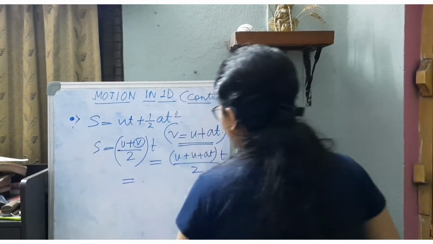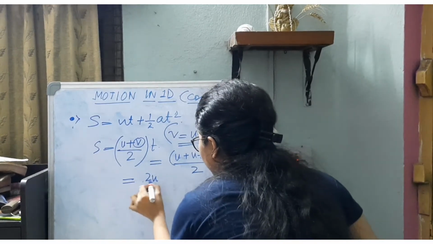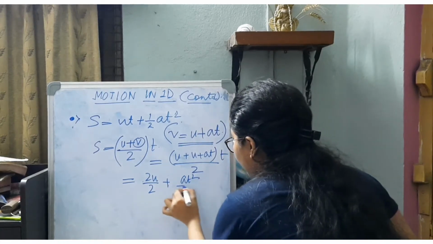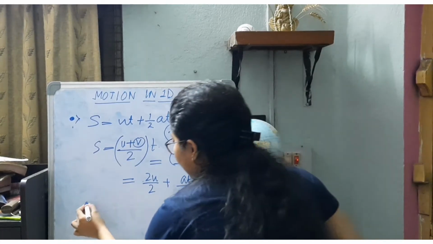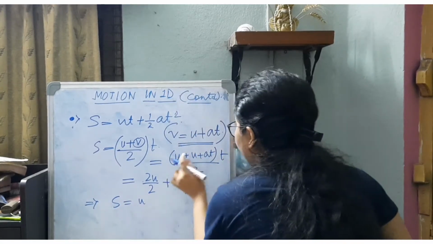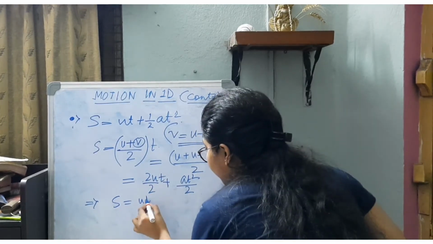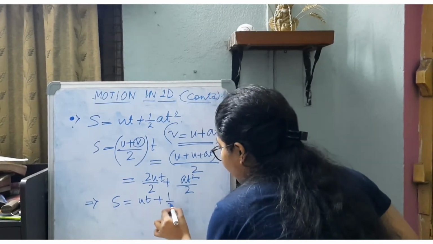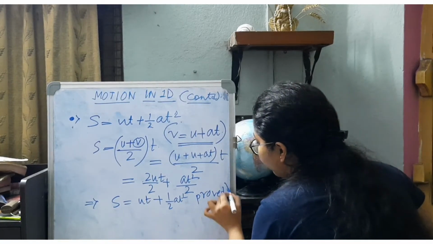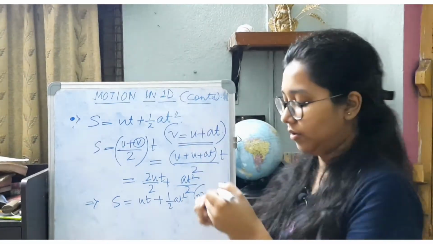So this value now becomes 2u by 2 plus at square by 2. That implies s is equal to u, sorry, there is also t over here, it is also multiplying with this one. So s becomes ut plus half of at square, okay, hence proved. So this is how we prove the second equation of uniformly accelerated motion, okay.